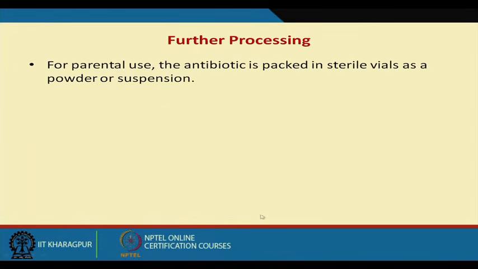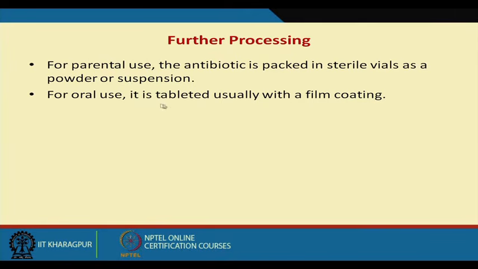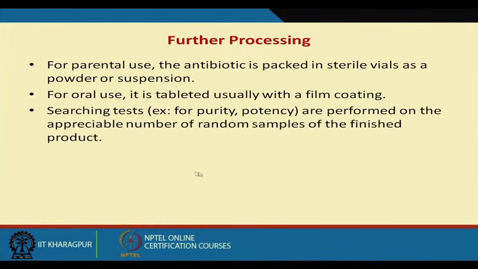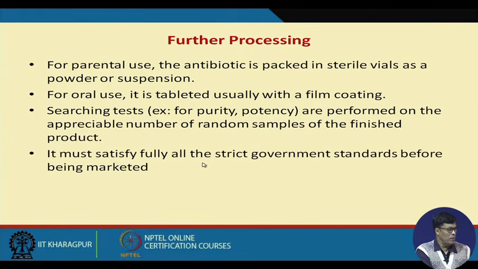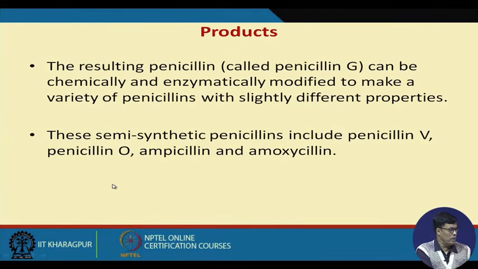For further processing for parenteral use, the antibiotic is packed in a sterile vial as a powder or suspension. For oral use, it is tableted using film coating. Then tests for purity and potency are performed on an appreciable number of random samples of the finished product, and it must satisfy fully the strict government standards before being marketed.